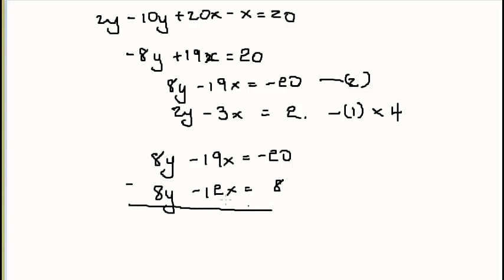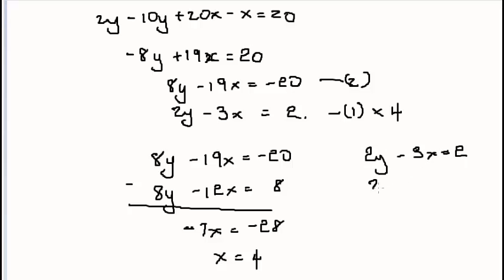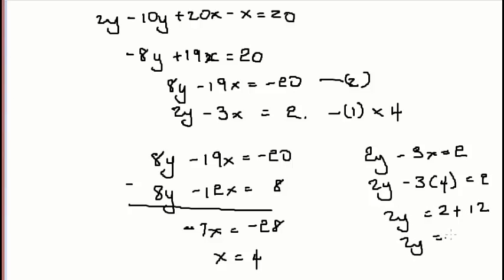Subtracting this, I have minus 19x minus 12x, I have that to be minus 7x, and I have minus 20 minus 8 to be minus 28. My x becomes 4. Now if my x is 4, substitute back in here, I have 2y minus 3x equals 2. This means 2y minus 3 into bracket 4 equals 2. I have 2y equals 2 plus 12. 2y equals 14. Then my y equals 7.